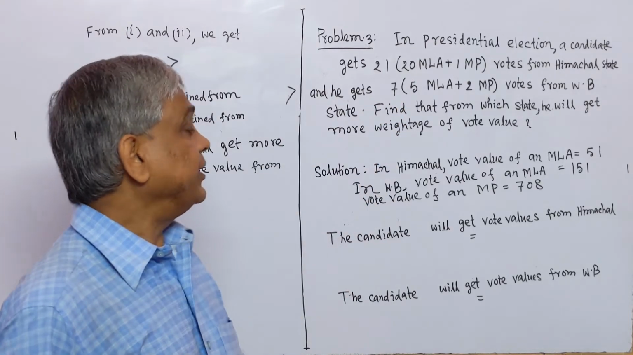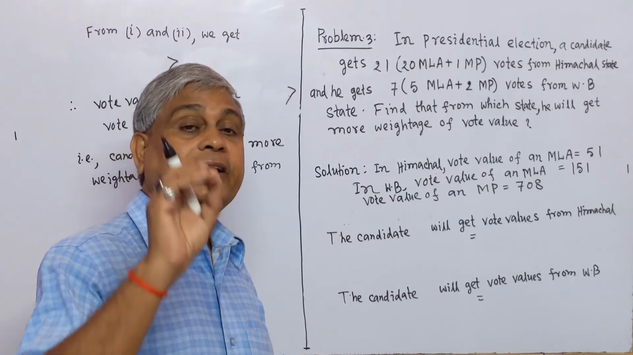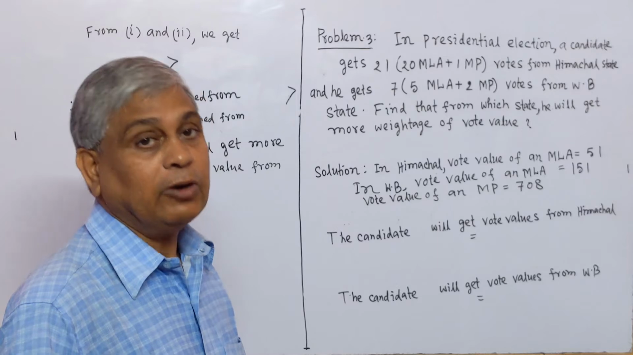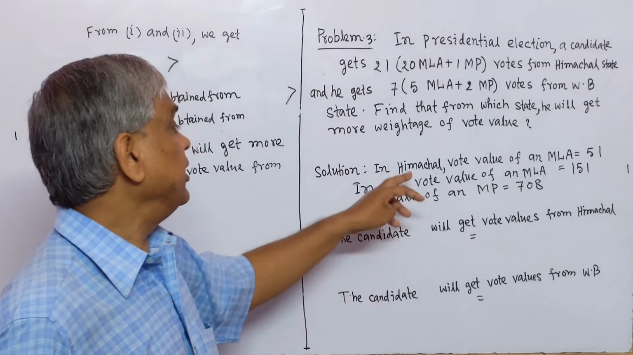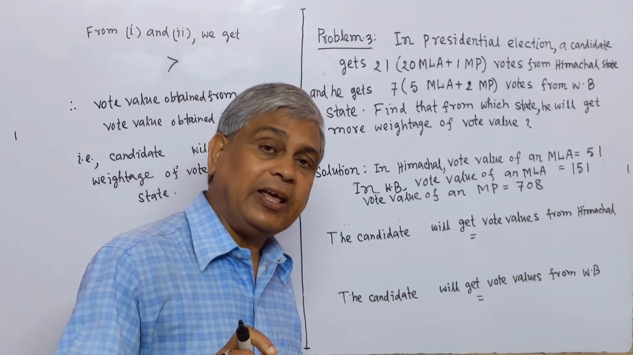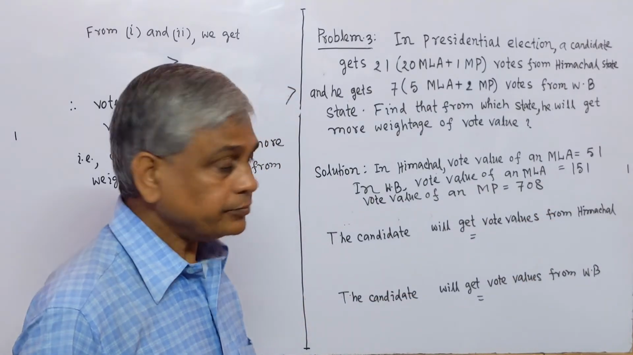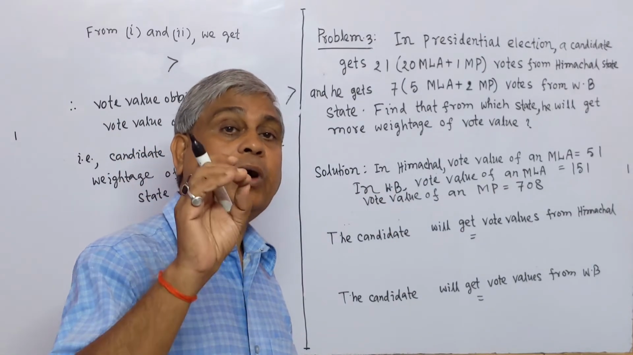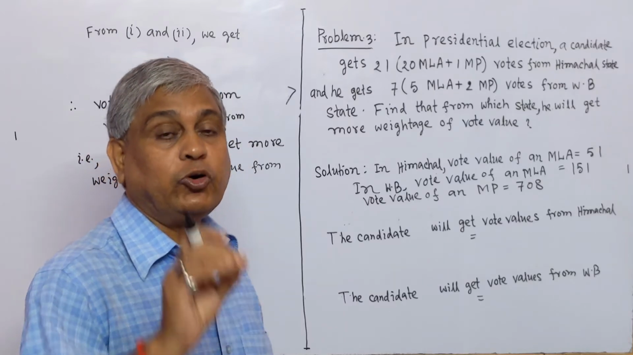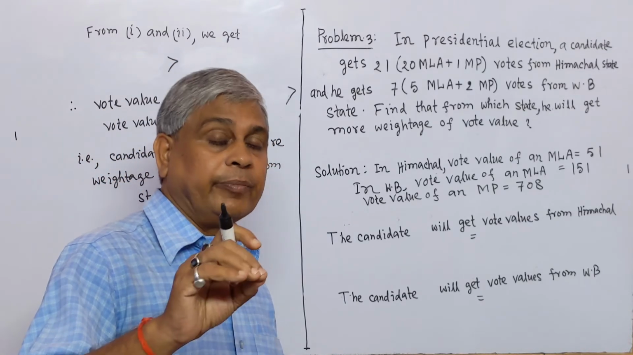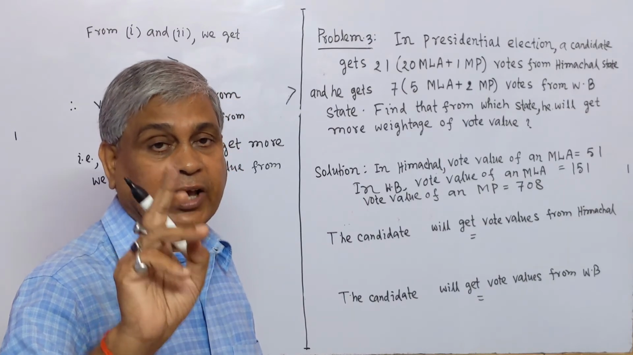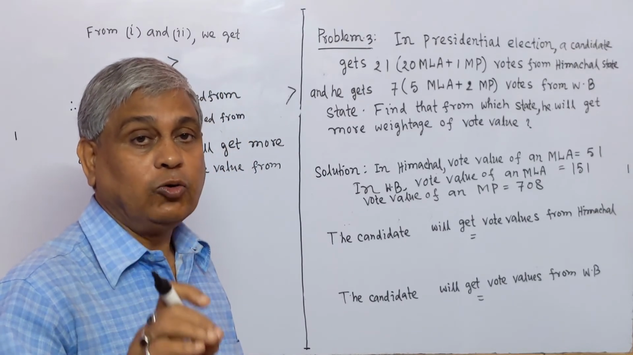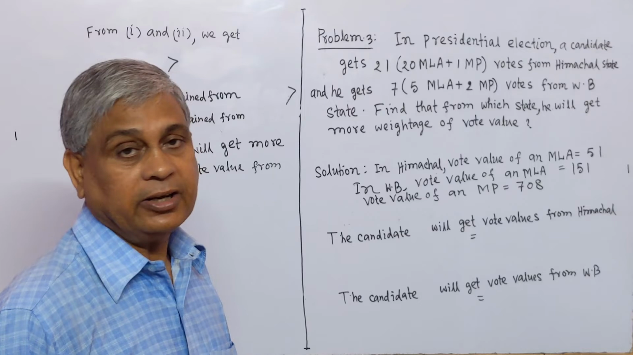Now we have to find from which state the candidate will get more weightage of vote values. Now we calculate this. Since in Himachal state vote value of an MLA is only 51 and in West Bengal the vote value of an MLA is 151. The vote value of an MP in entire country is 708. Firstly, we have to find the vote value obtained by the candidate from Himachal state.